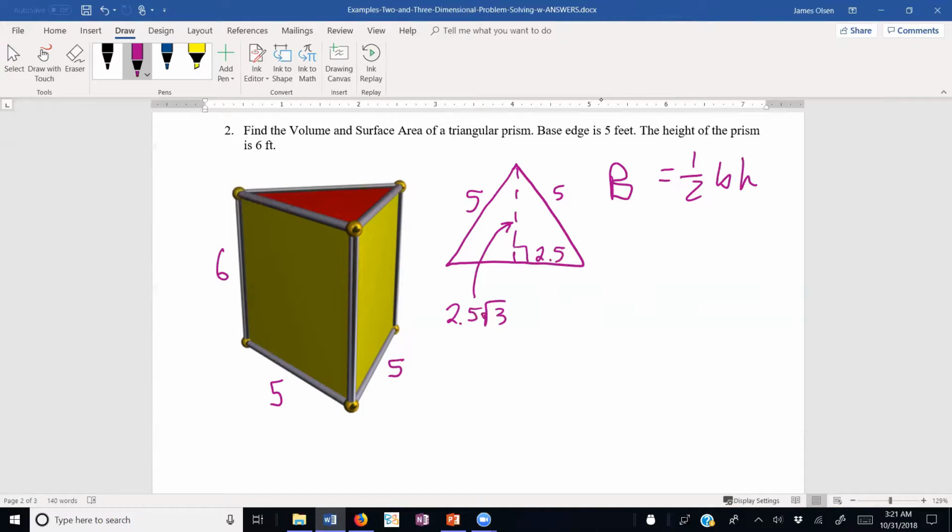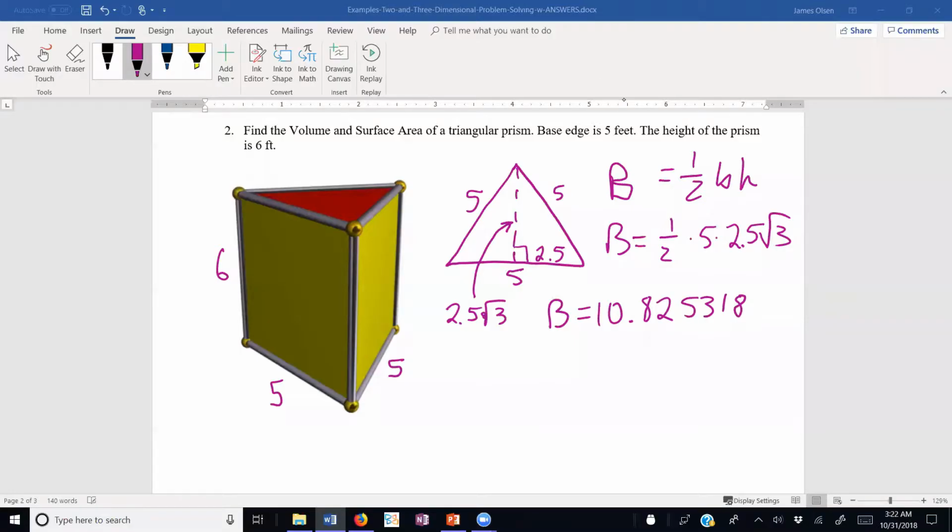the rule. So the area of our base here is going to be 1/2 times 5 times 2.5 times √3. And I think I'm going to go ahead and run this into a calculator and use the decimal form. It's important that I don't round off too much in the beginning here because I'm going to be using this in a subsequent calculation. Let's get this from a calculator. So this is the area of the base.